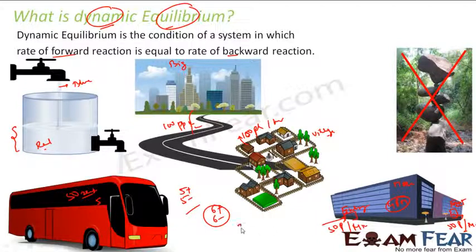Again, let's suppose next stop 8 people boarded and 8 people came down. So in this case, if you see every stop, the number of people in the bus is same, but the people are changing, right? This is dynamic. So it's an equilibrium, but it's dynamic equilibrium.